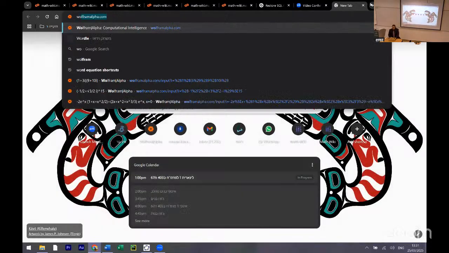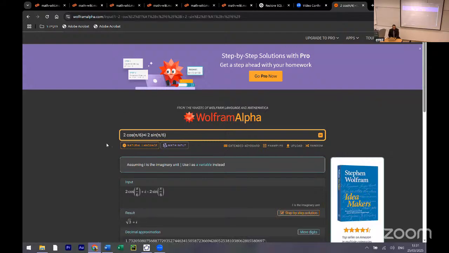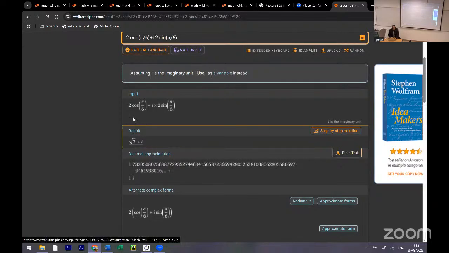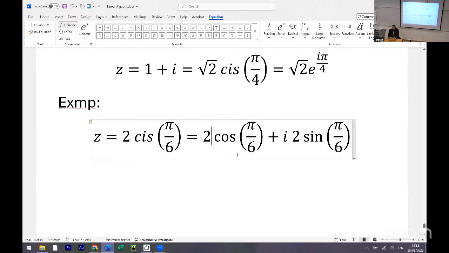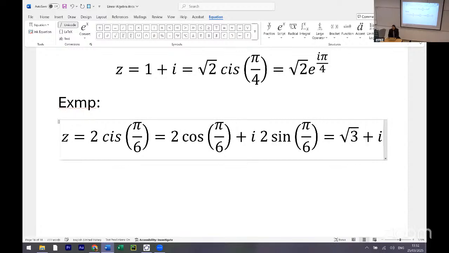Are we supposed to remember? No, you use the calculator in the test. You don't need to remember all the sine and cosine of every special angle. Okay, so it's the square root of 3 plus i.